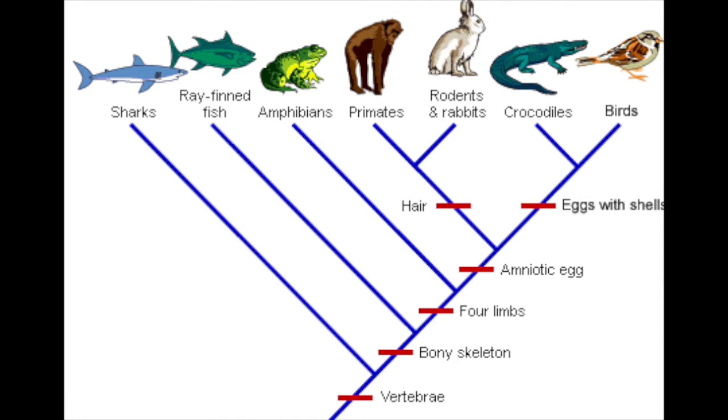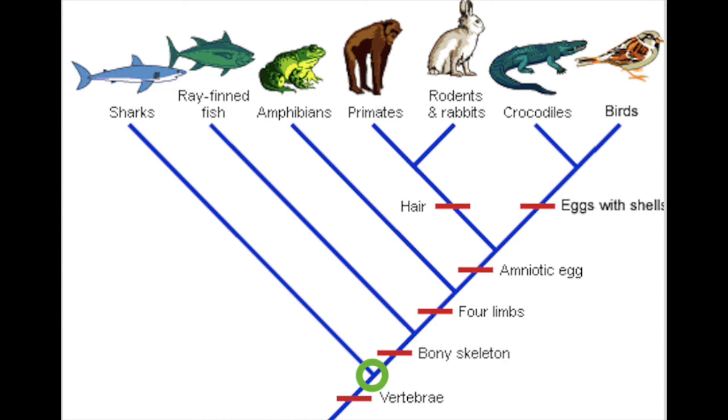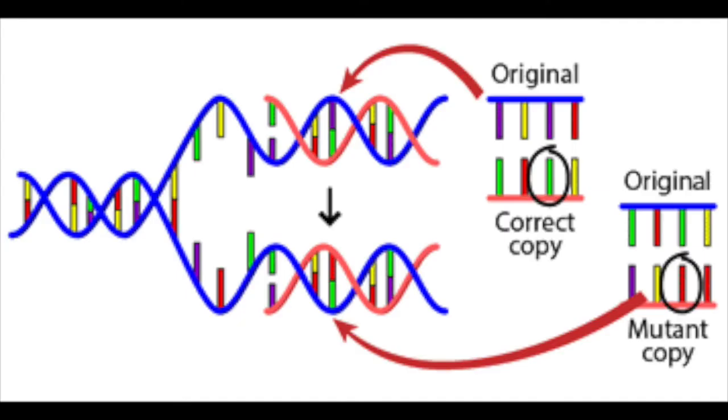As you can see on the diagram, all the animals shown at the top share a common ancestor, which is circled in green at the bottom. As the organisms evolve, their DNA sequences accumulate mutations and become more and more different from the common ancestor.